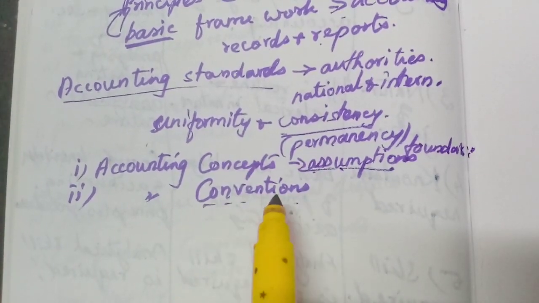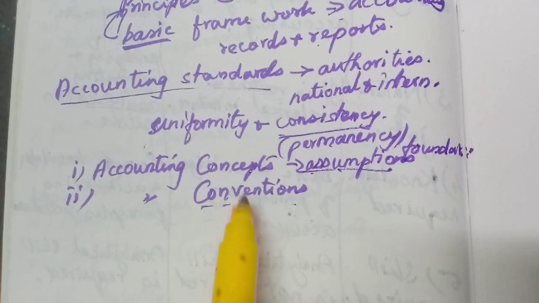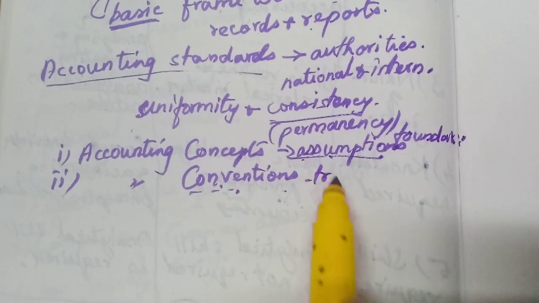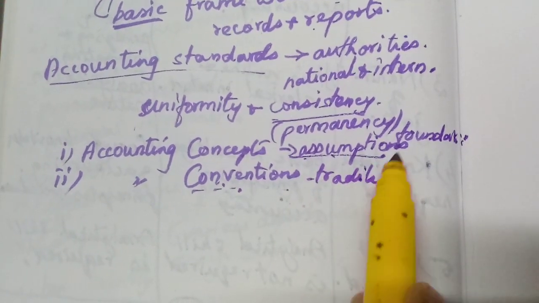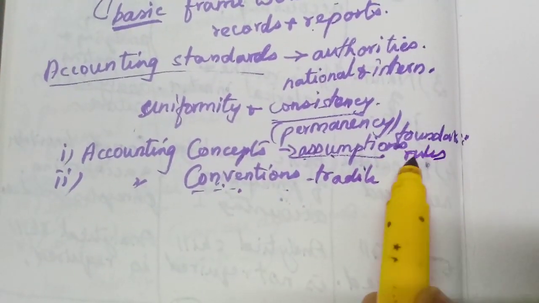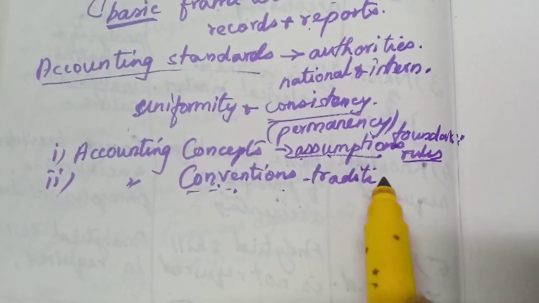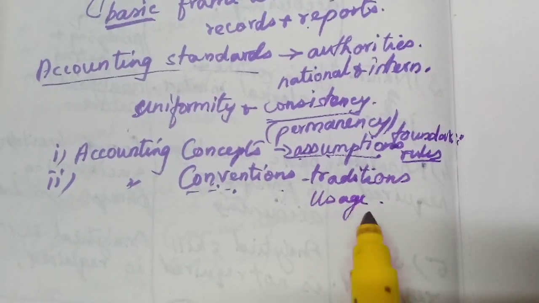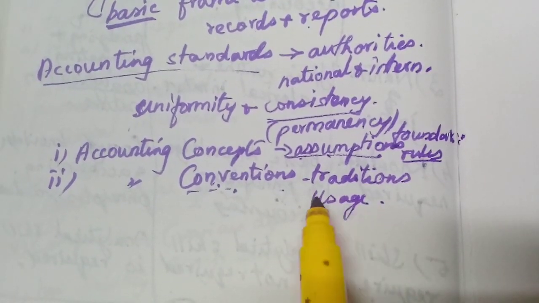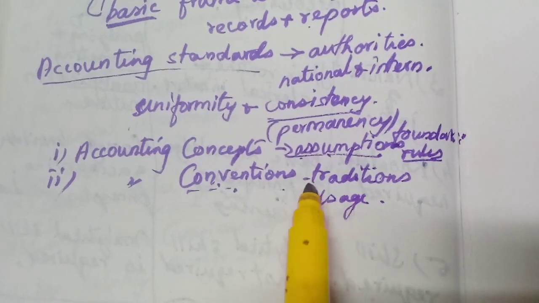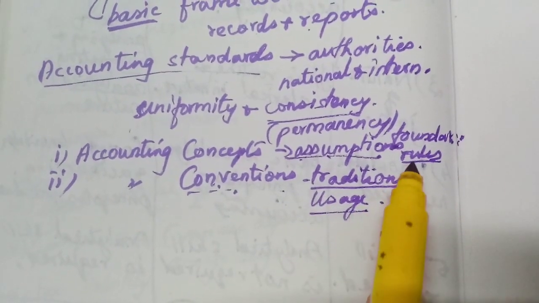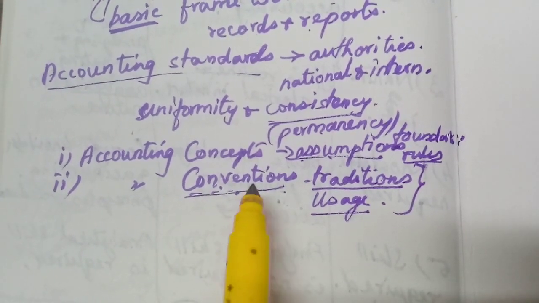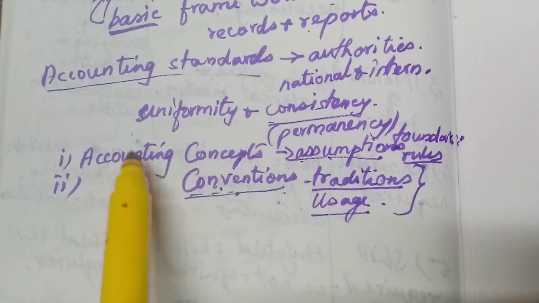Now what are the conventions? The difference between the concepts and conventions: convention refers to the traditions. These are the rules that we must follow, but here the conventions are the traditions or the usage of some norms. Traditionally, from the beginning, we are following some rules and regulations. They are the conventions.